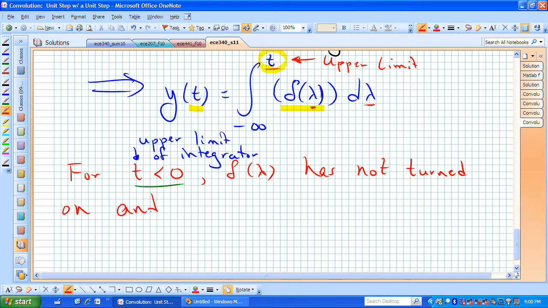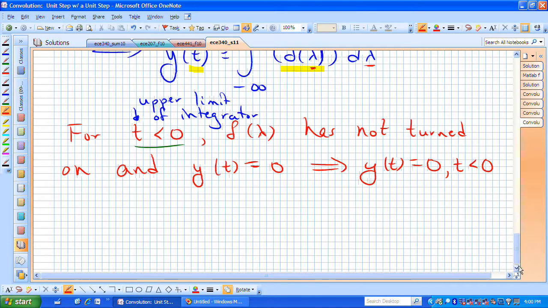And if it hasn't turned on, then it's 0, and we integrate 0, and what do we get? Well, we have 0 coming out of an integrator if we have 0 being integrated, which says that y of t, our output of that integrator, is going to be 0 when the impulse is the input to that integrator. We're going to get an output equal to 0 when t is less than 0. So that's the first range on our upper limit.